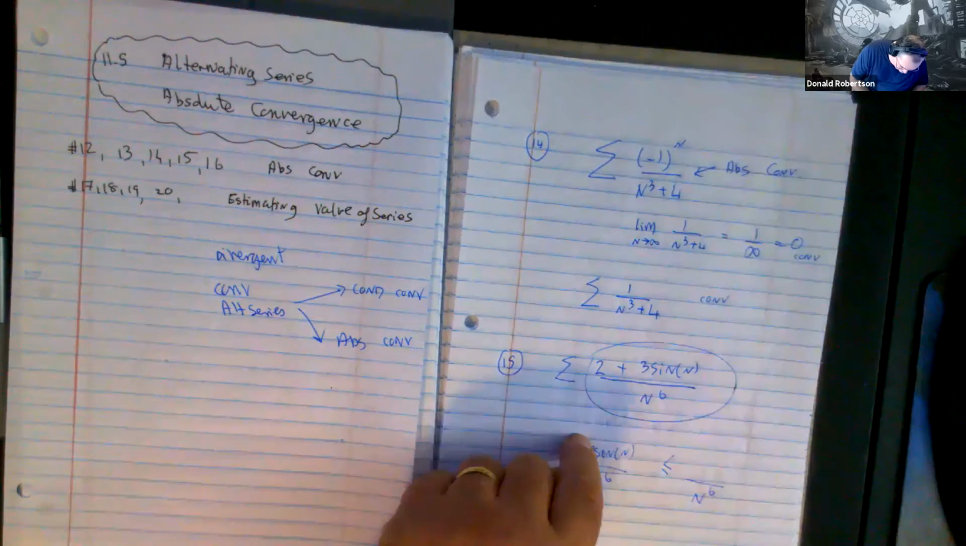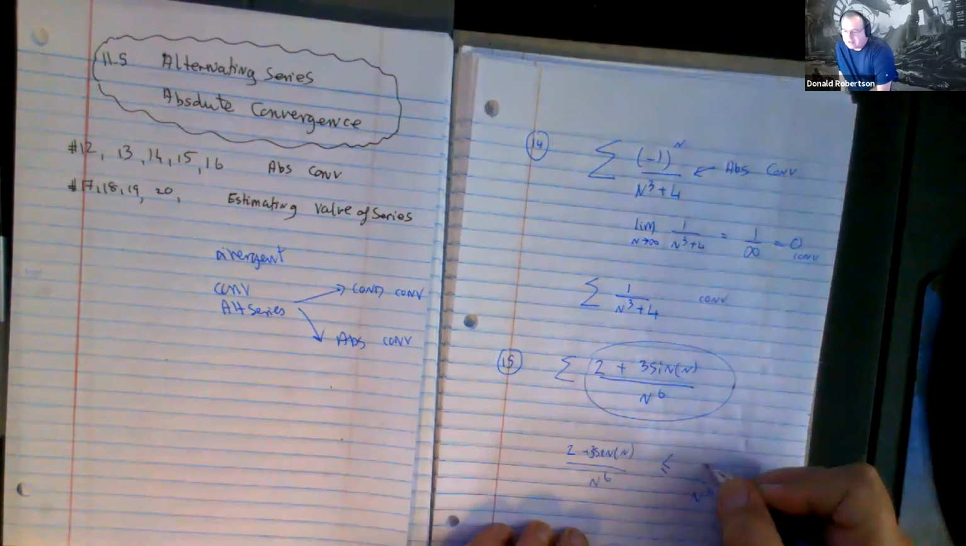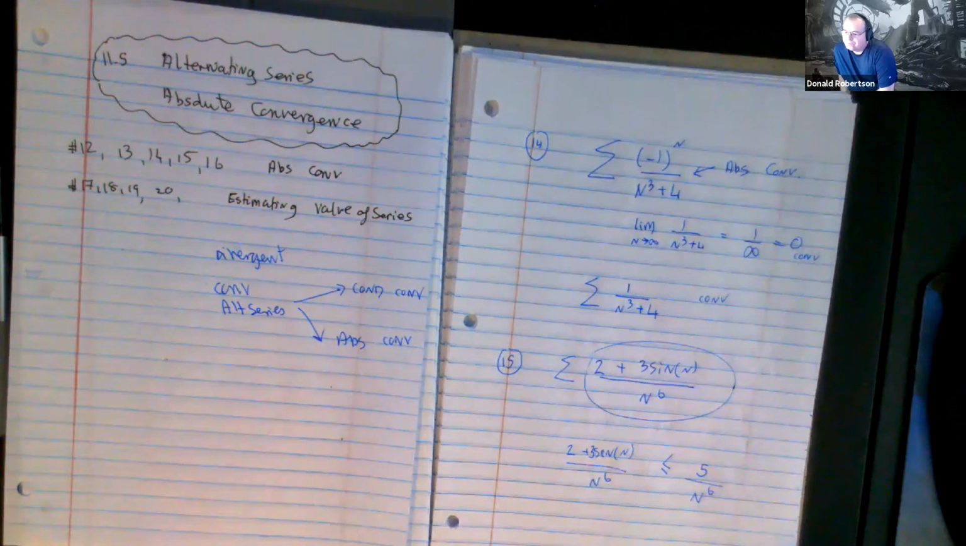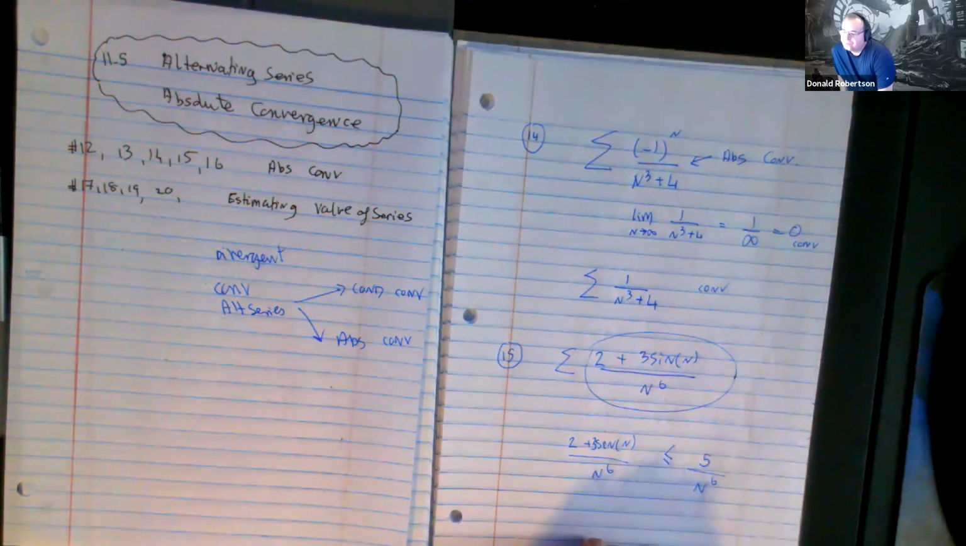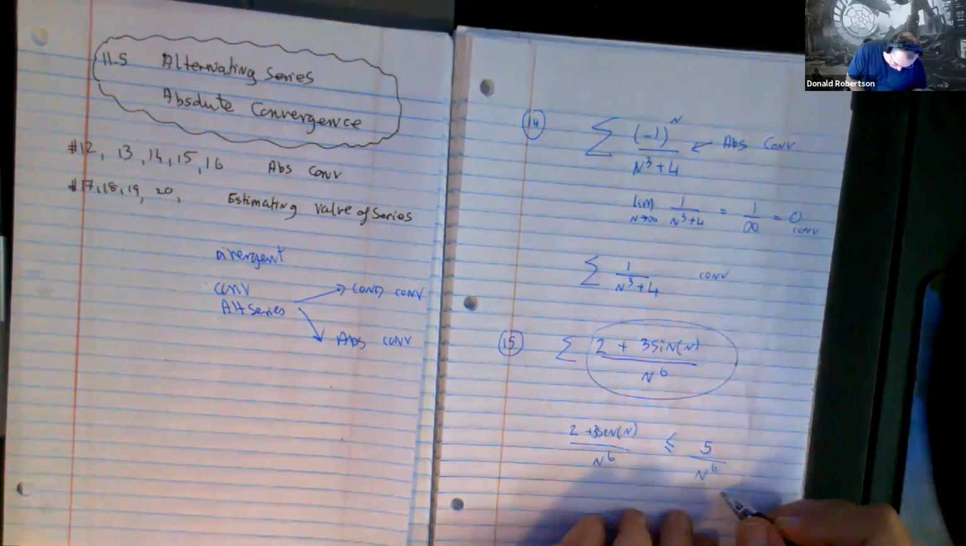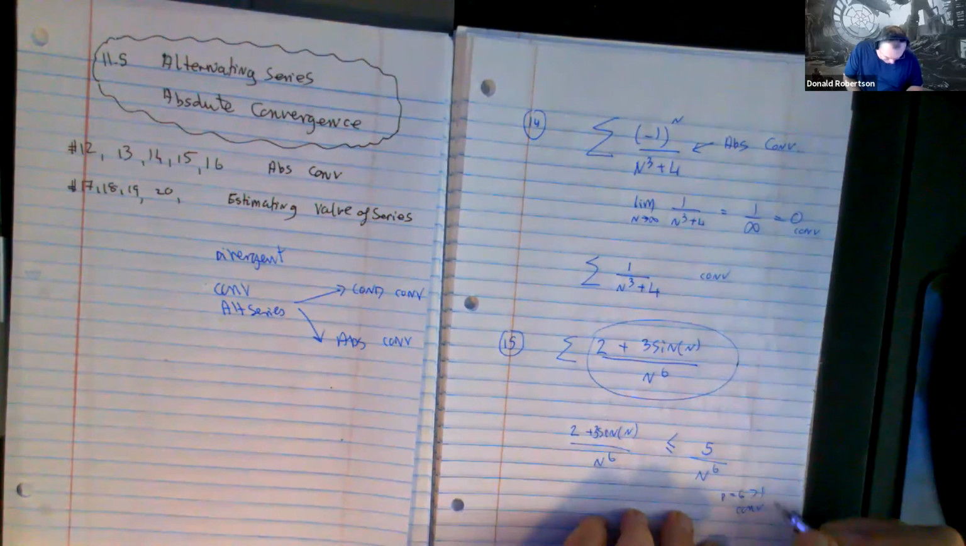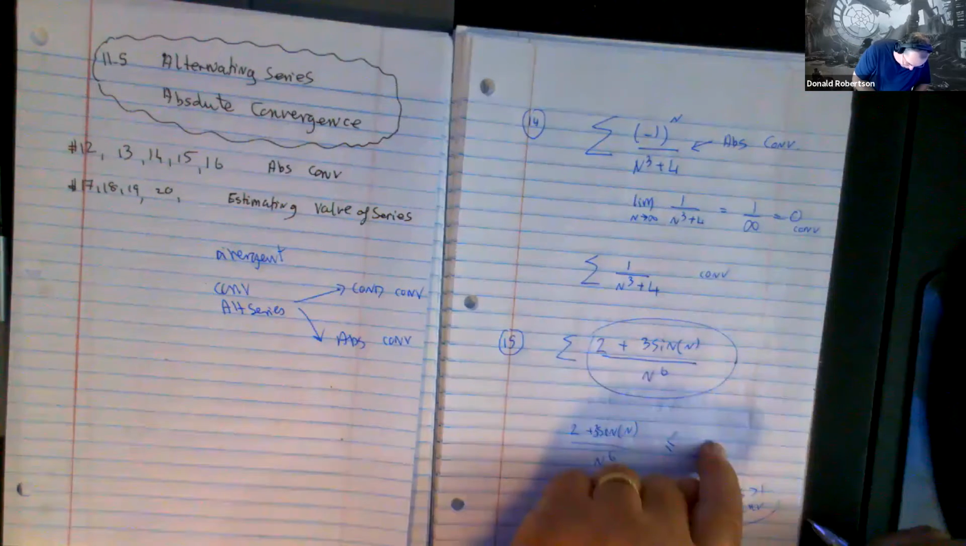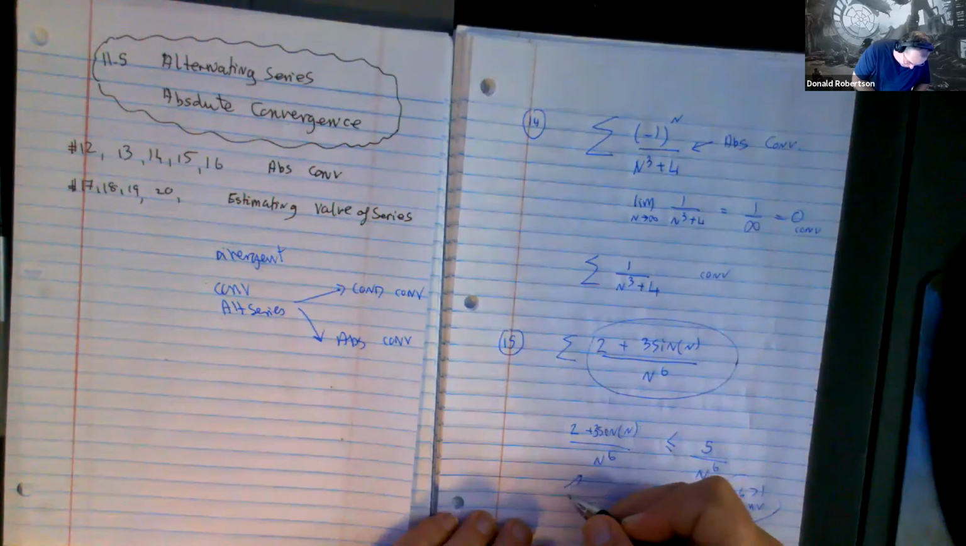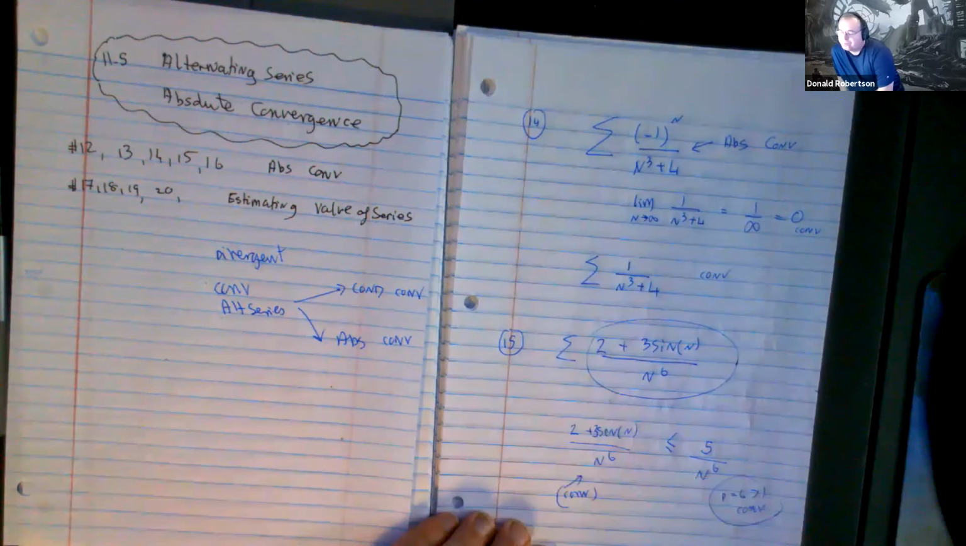Would you agree that it's always going to be less than 5? 2 plus 3 sine. Isn't 2 plus 3 sine always going to be less than 5? Agreed? Now, what do you know about that guy? It's p-series, p equals 6, which is bigger than 1, it converges. And since that converges and this is smaller, doesn't this converge? And so we're finished.